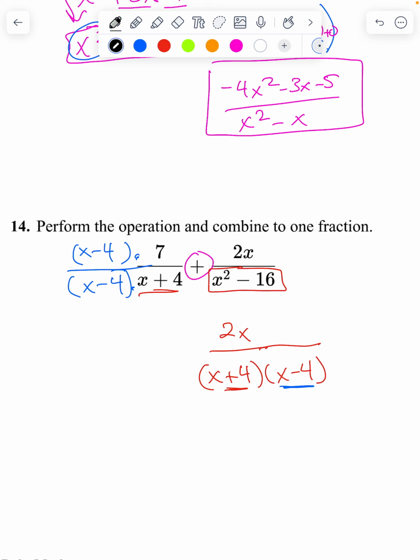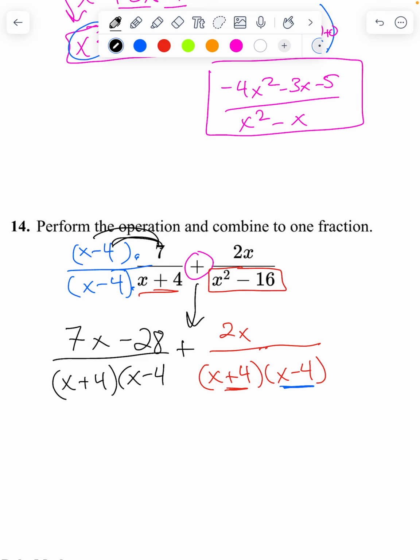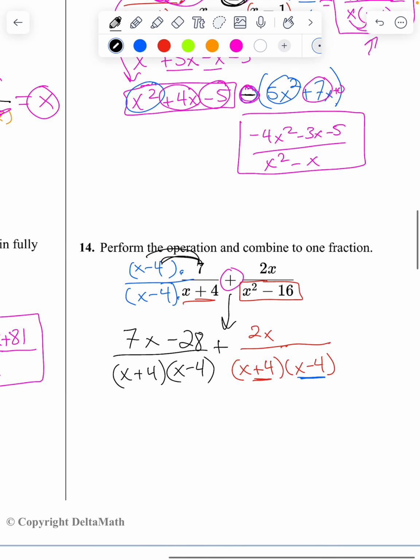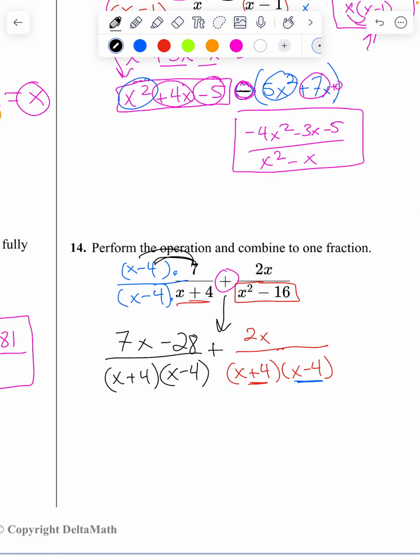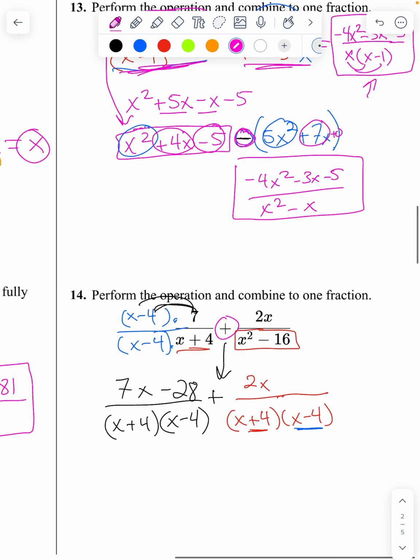So if I do that, copy the plus sign down here. So I'm going to do 7 times x minus 4 times 7. So this will be 7 times x is 7x. And then 7 times negative 4 is negative 28. And then on the bottom, it's just going to be x plus 4, x minus 4. Doesn't matter which order. So now they have the same denominator. As long as they have the same denominator, we'll go get the answer here. We just copy that denominator down.